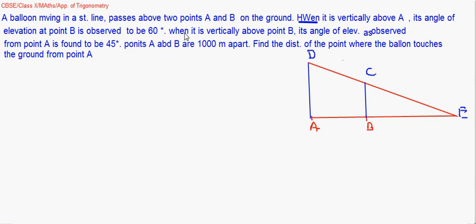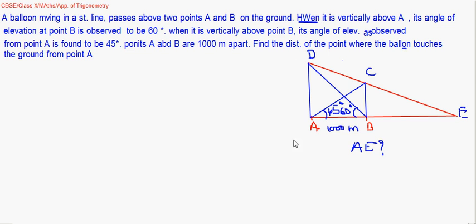Now the question says, when it is vertically above A, its angle of elevation at point B is observed to be 60. That means if I draw this line, this angle is 60. When it is vertically above B, that is at point C, its angle of elevation as observed from point A is found to be 45. If I join here, this angle is 45. A and B are 1000 meters apart. Find the distance of the point where the balloon touches the ground from point A. That means AE is our question.